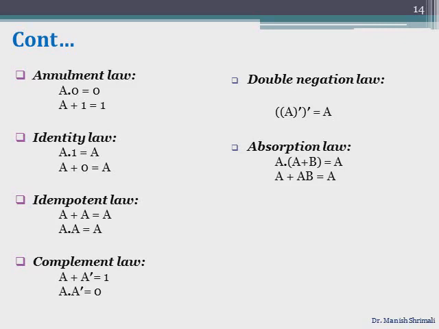So if I take a is equal to 1, it is giving me 1 into 1, 1. Whatever the value of a I am taking, it is giving me a. If I am taking a is equal to 0, it is giving me 0. And if I am taking a is equal to 1, it is giving me 1. So that is what identity law is. Similarly here, a plus 0 equal to a.